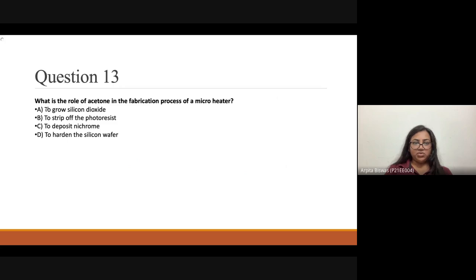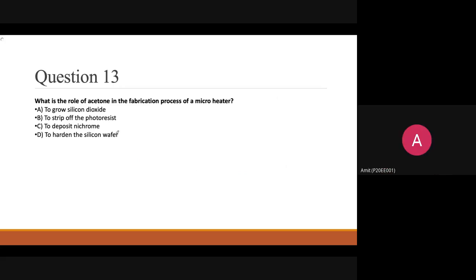Next we are moving toward question number 13. What is the role of acetone in the fabrication process of the micro heater? The first option is to grow the silicon dioxide. The second option is to strip off the photoresist, the third option is to deposit the nichrome, and the fourth option is to harden the silicon wafer. So go through the question carefully. What is the role of acetone in the fabrication process of the micro heater? Option B.